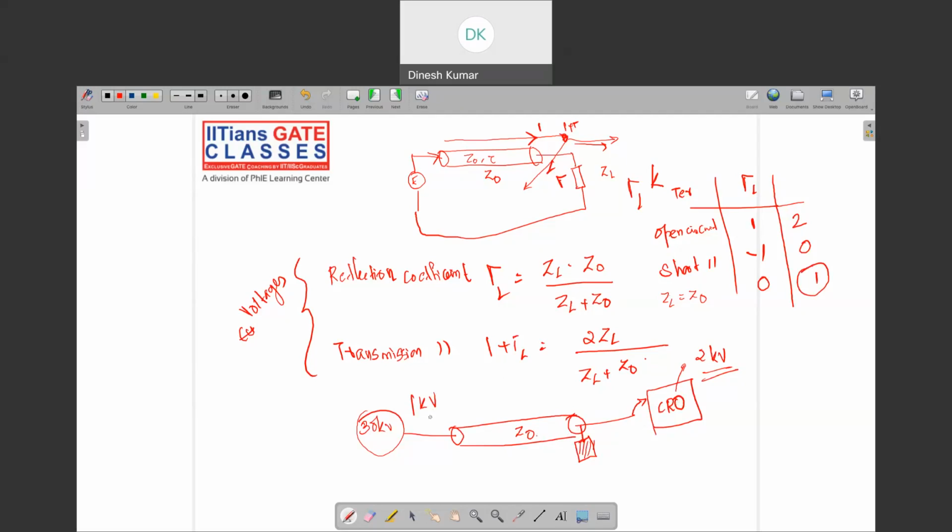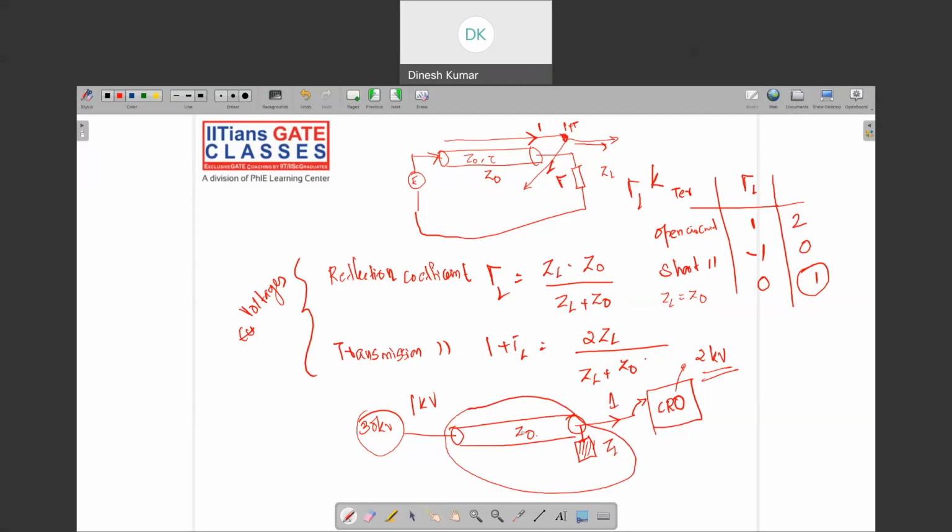But this 1 kilovolt is very large, the CRO might burn off. So we will use some kind of potential divider to connect to the CRO. After the potential divider only, we will give it to the CRO. So if you check here, this 1 kilovolt comes here, and this termination resistance is basically Z0 equal to ZL. Then what is transmitted to the CRO is basically 1, right? So the exact thing will be measured by the CRO. That's why we have to terminate for measurement of very high surges.